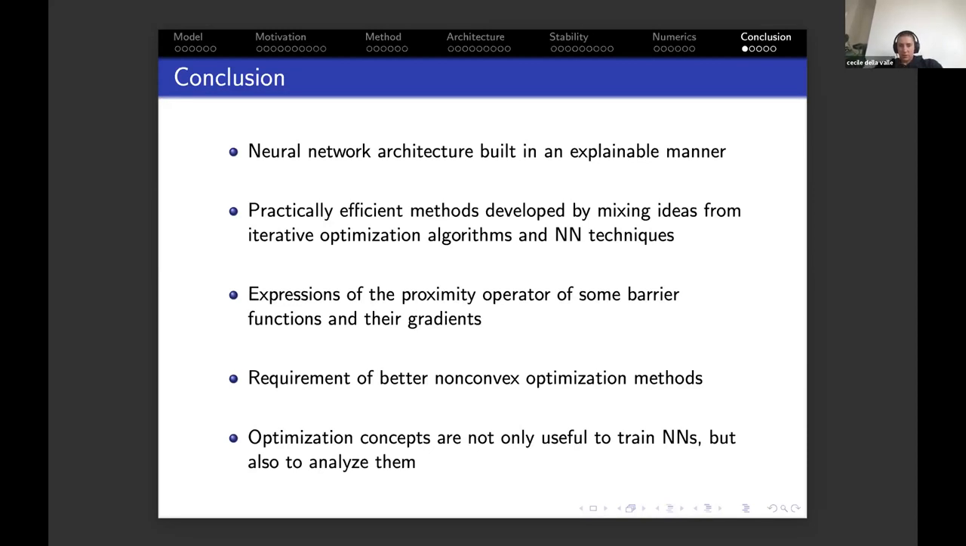There is a need for better non-convex optimization methods. Optimization concepts are not only useful to train neural networks, but also to analyze them, as I showed with the Lipschitz constant and alpha averaged methods.